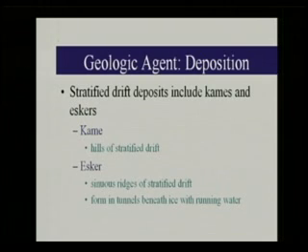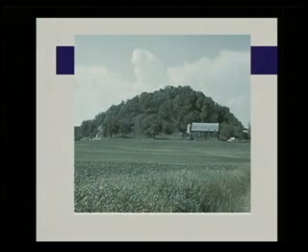Eskers form in tunnels beneath the ice as running water moves. These little rivers beneath the glacier transport sediments out. This is a kame. It's in Wisconsin.